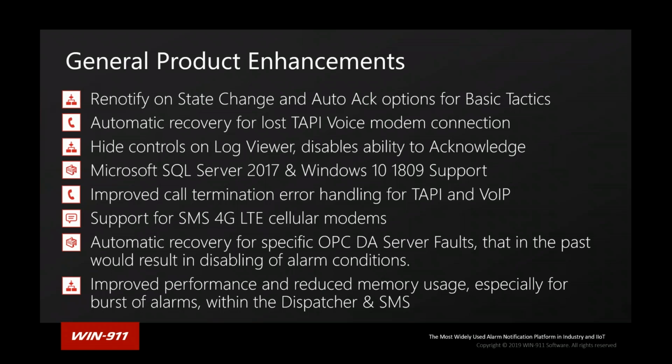Also, early in 2018, we added the option to disable the ability to acknowledge alarms from the WIN-911 log viewer. Some customers did not want the operators to acknowledge alarms via email, phone, or text, but they still had the ability to acknowledge the alarm from the log viewer. So there's a way to hide those controls now to prevent the operators from doing that.